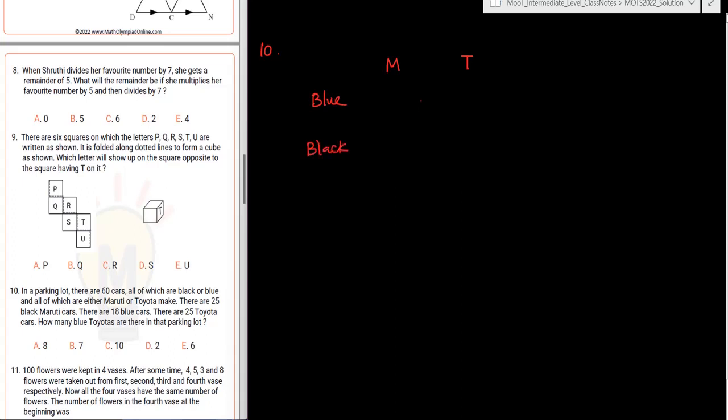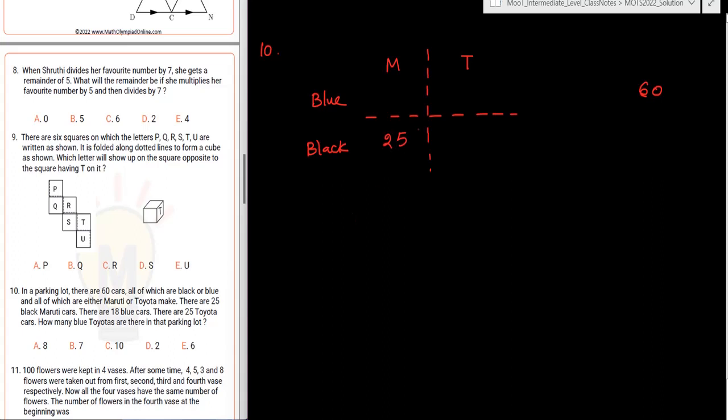So I'm going to make a table like this. So these are the possibilities, right? It's either a blue car or a black car. It is a Maruti make or Toyota make. Total cars 60. Good. So total is 60. 25 black Maruti cars. So Maruti black. So there are 25 cars in this quadrant.